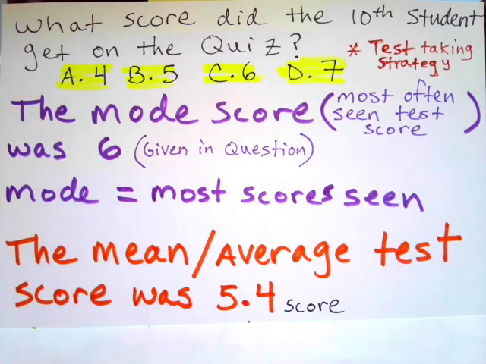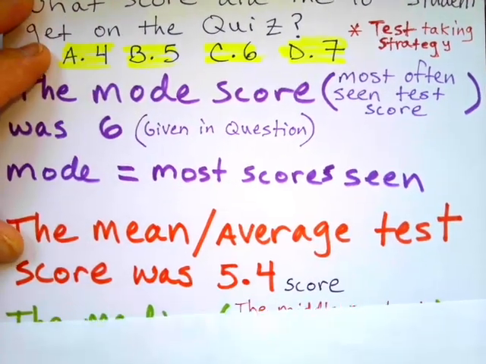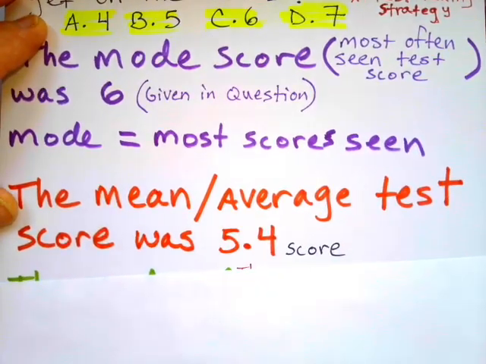All right, so we found the mean or the average test score was 5.4, right? We did that in that last video by finding the mean. We added up all the test scores. We divided by 9 because there were 9 test scores, and we were able to find the average, 5.4.